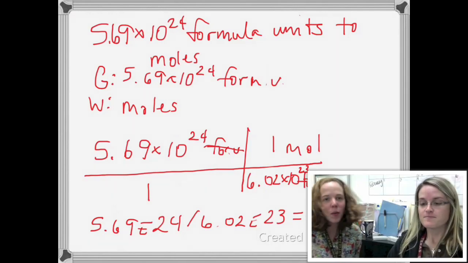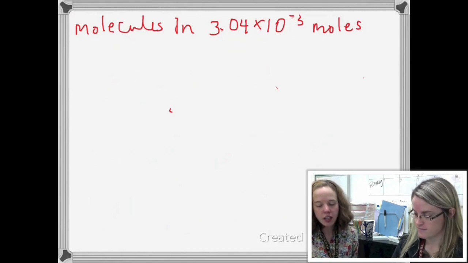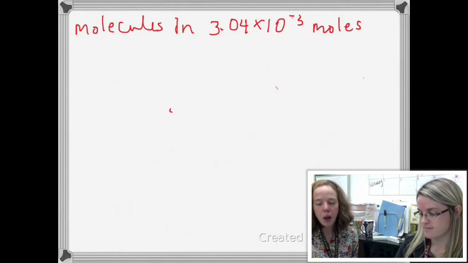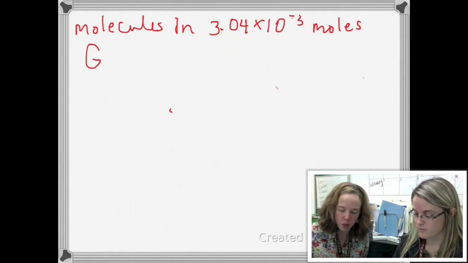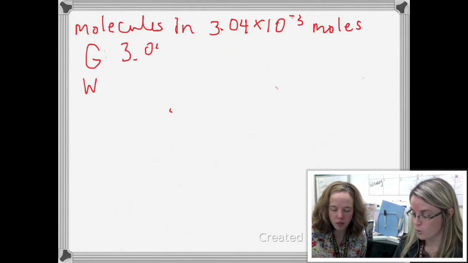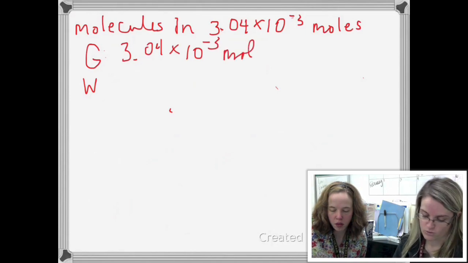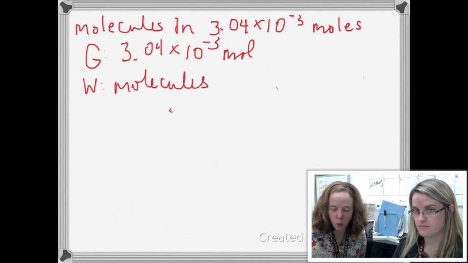All right. So now we're on to our next problem. And here we're trying to get the molecules that are in 3.04 times 10 to the negative third moles. So where do we start? What we're given, and then what we want to find. What are we given? We're given 3.04 times 10 to the negative third moles. And we want to find molecules. And remember, molecules was just another way of saying what?